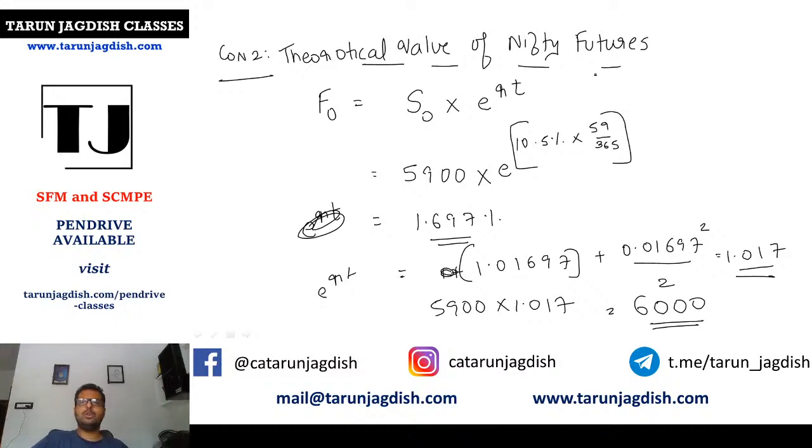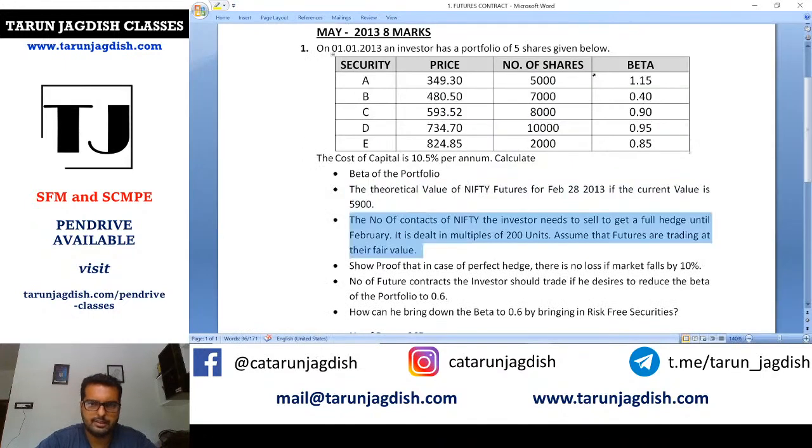Rangesh, if you take 2 by 12, your answer will slightly vary. Futures is based on actual number of days. So better we take it based on actual number of days only. Alright friends, everybody got the answer as 6,000 now? Okay. Now the next requirement.